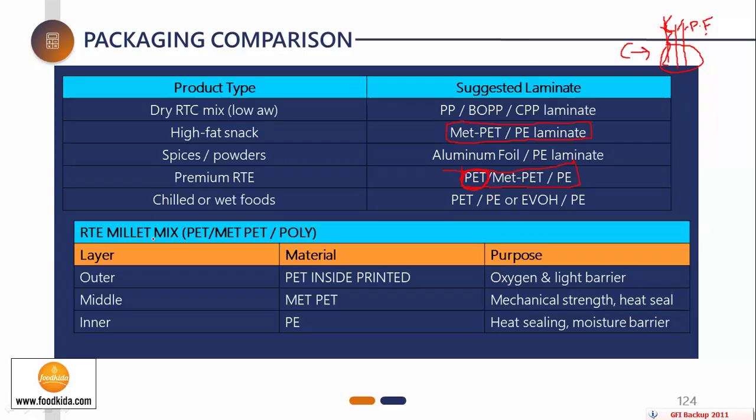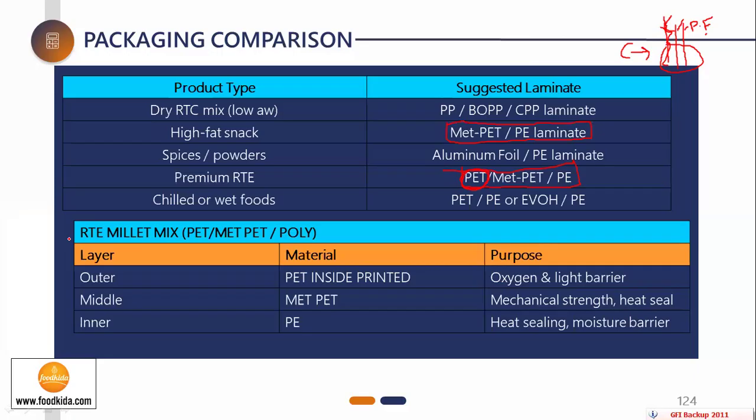So basically for an RTE millet mix, what I should ideally recommend is PET inside printed, which gives oxygen and light barrier, METPET for mechanical strength, and PE for heat sealing and moisture barrier. This should give me an ideal 6 months shelf life.